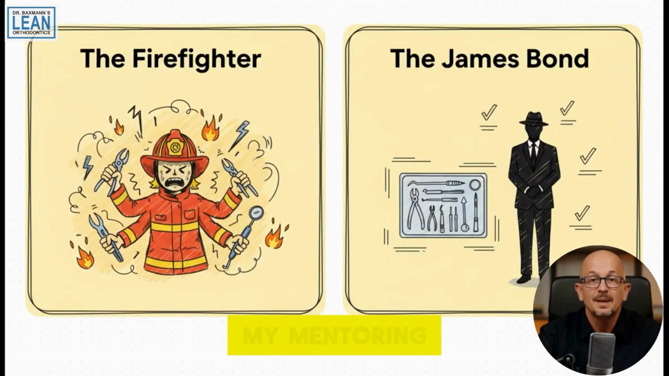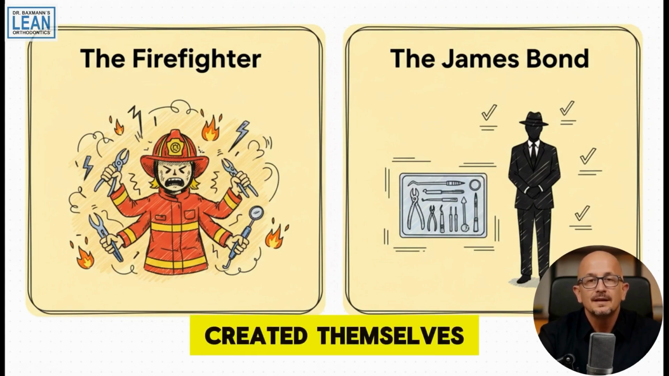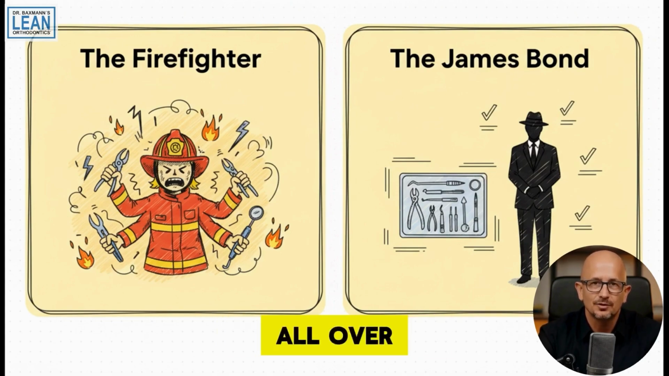I often use this analogy in my mentoring programs. I tell people there are really 2 types of professionals. First, you have the firefighter. This is the person who's constantly improvising, skipping steps, and literally running around putting out fires that, frankly, they created themselves. Their days are filled with stress, and the results, they're all over the place, inconsistent.